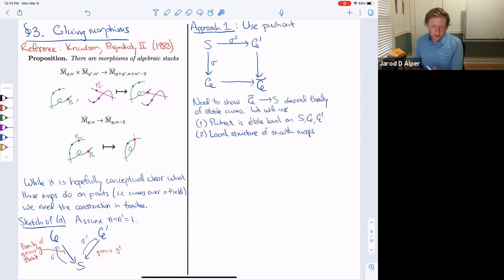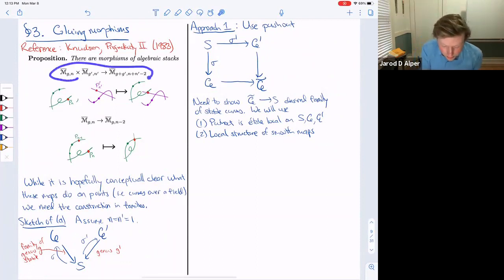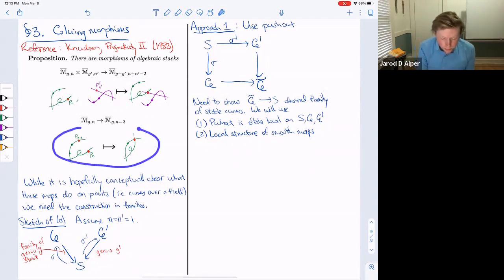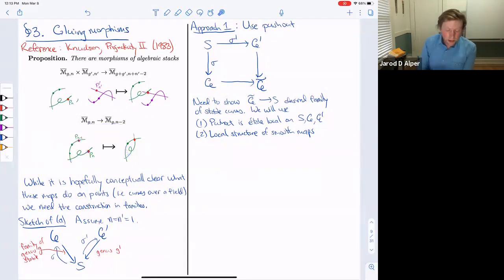And so our goal is to define two types of morphisms. The first takes a genus g curve and a genus g prime curve and glues, say, the nth marked point to the n prime marked point. And this map should just glue these two sections, the green curve to the purple one. And the other map takes a genus g curve with n marked points and just glues the last two points together.